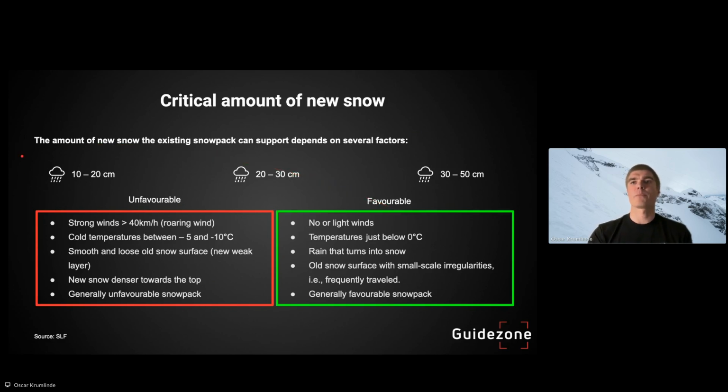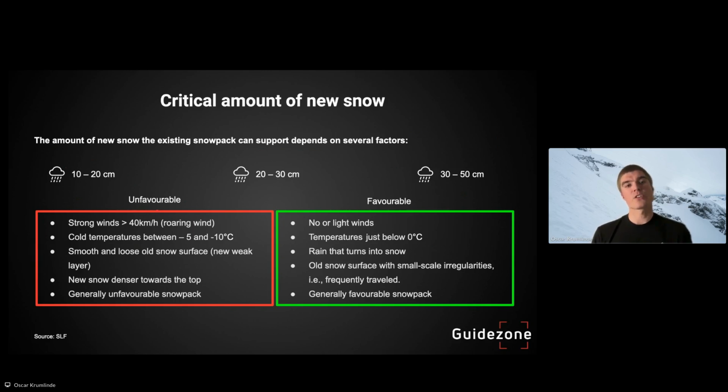If we have pretty much only unfavorable factors, 10, 20 centimeters is enough for us to have concerns. But if we have very favorable factors, 30, 50 centimeters of snow is required before we can increase our avalanche danger to a 3, for example. So what are unfavorable factors? Well, strong winds, we're going to talk about shortly.